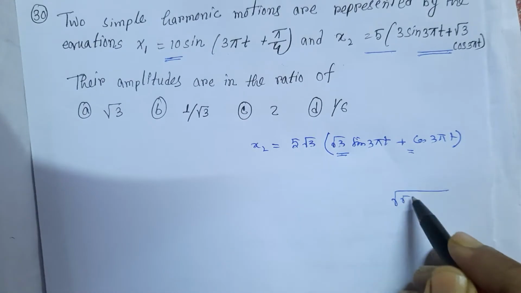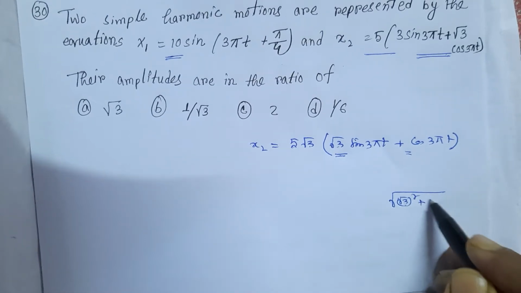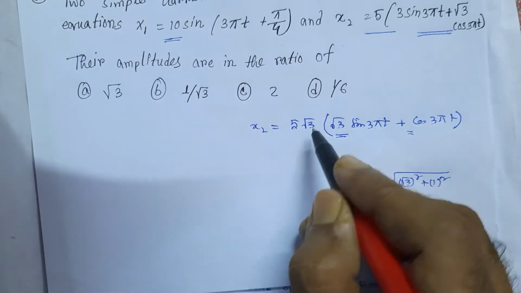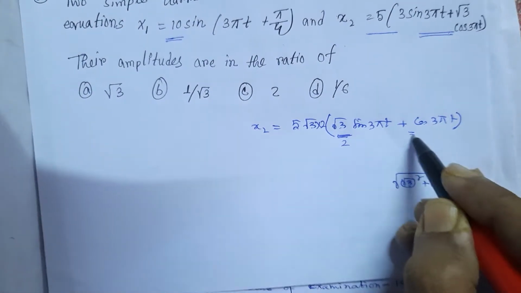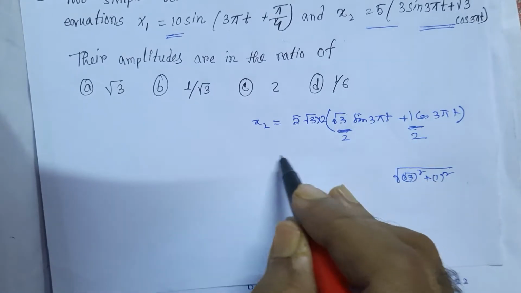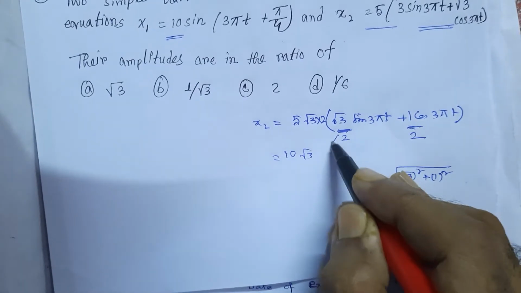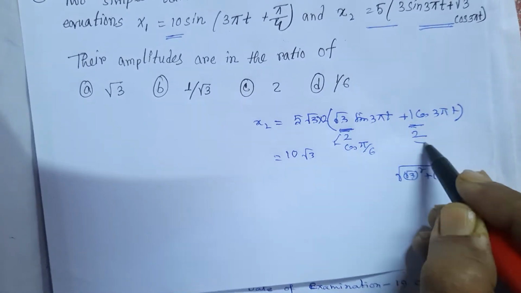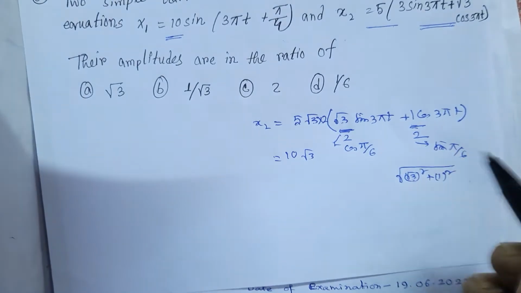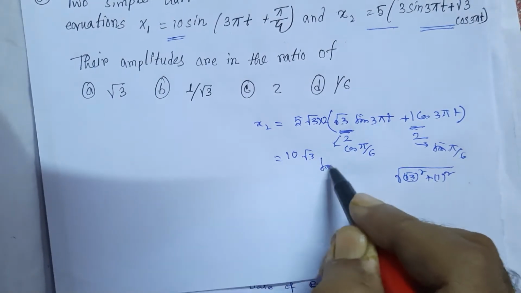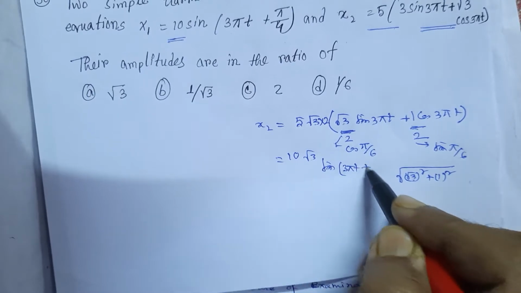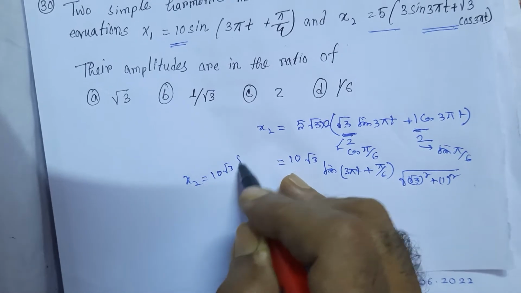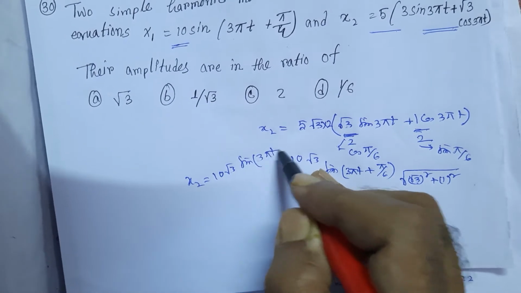So the root of the sum of squares of these two factors: root 3 whole square is 3, plus 1, and the root of that is 2. Dividing and multiplying by 2, we get 10 root 3. If we put one factor as cos pi by 6 and the other as sin pi by 6, it equals 10 root 3 sin (3 pi t plus pi by 6). So x2 equals 10 root 3 sin (3 pi t plus pi by 6).